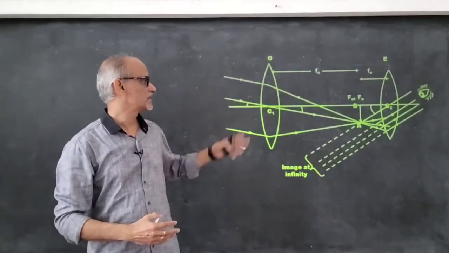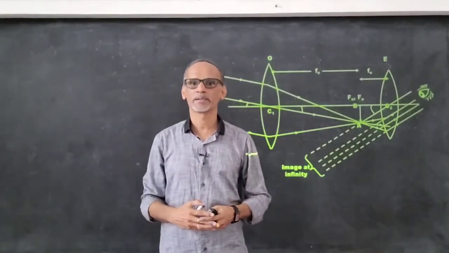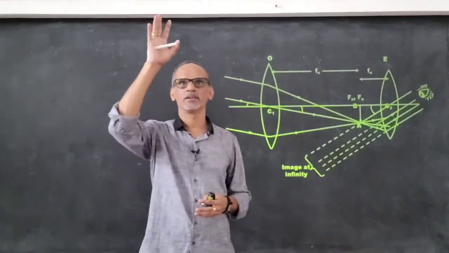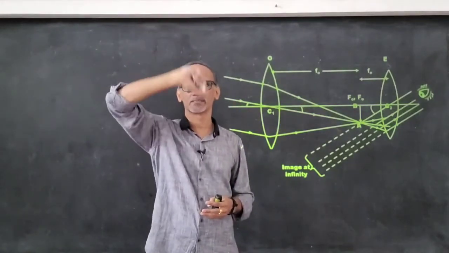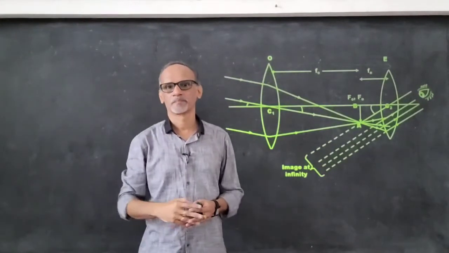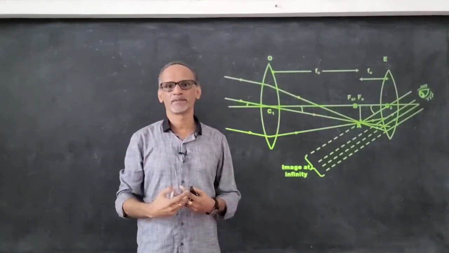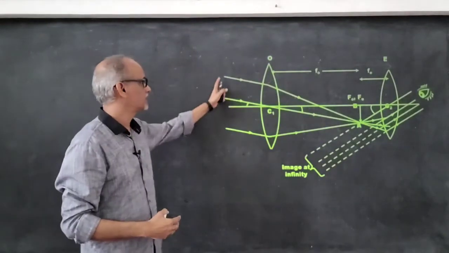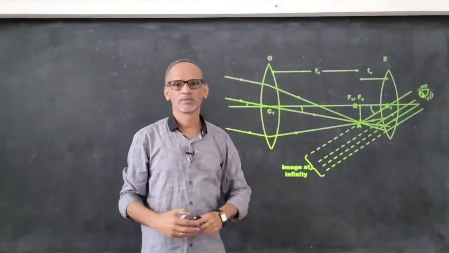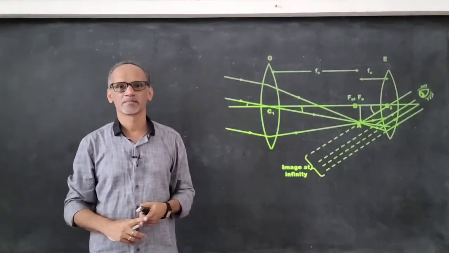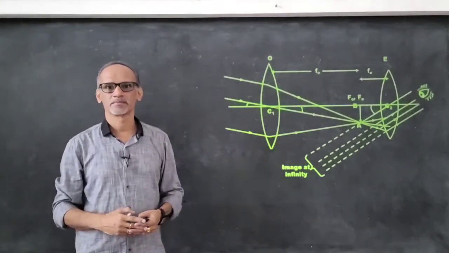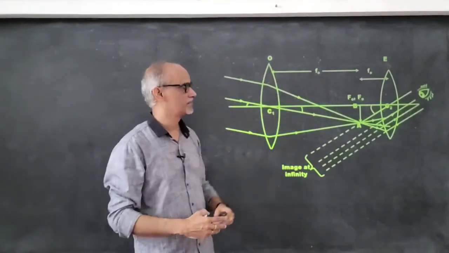So this is the ray diagram for astronomical telescope. Whenever we use a telescope, the object will be at very large distance. It can be stars, it can be planets, comets. So the kind of ray that we get from the celestial object is a parallel beam. Again, there are two lenses, objective lens and the eyepiece. In this case, the aperture of the objective is larger compared to the eyepiece. Objective is of large aperture compared to the eyepiece.